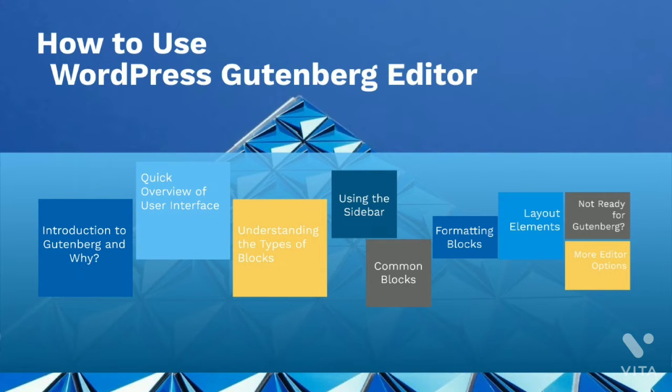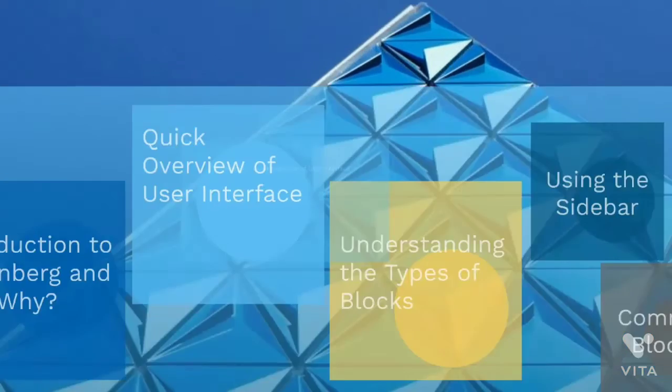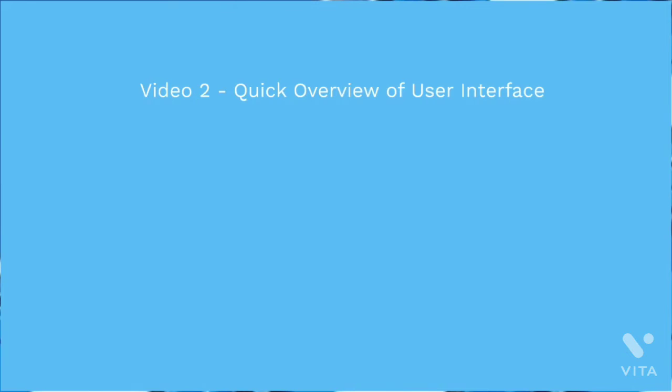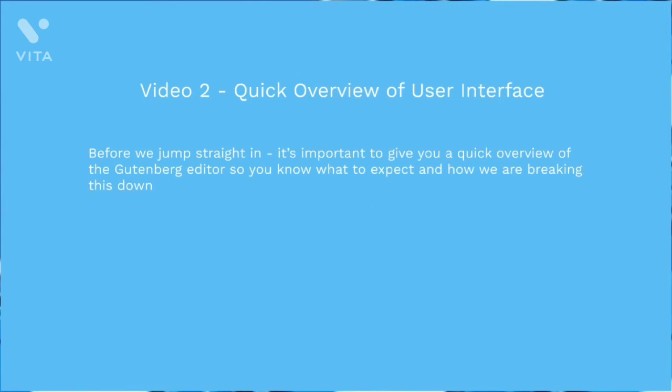Hello and welcome back. This is video number 2, and we're going to talk about a quick overview of the user interface. So before we jump in, I want to say that it's important to give you a quick overview of the Gutenberg editor so that you know exactly what to expect. You know how everything is broken down, you know where things are accessible and all of that. So with that said, let's go ahead and go to a WordPress dashboard and I'll show you around.